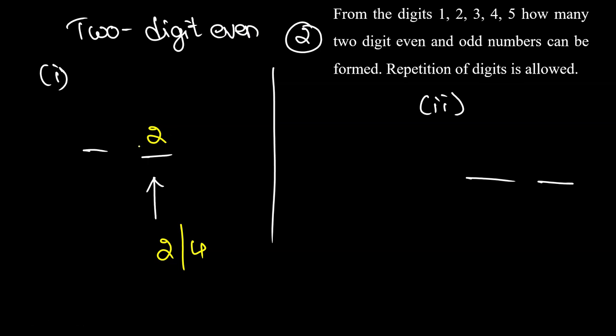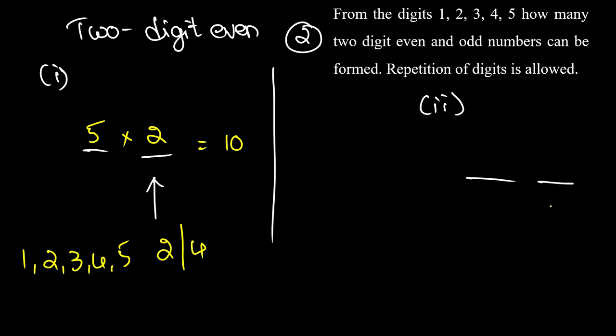Okay. Next, what are the total numbers? 1, 2, 3, 4, 5. As repetition is allowed, all 5 numbers are available here. Don't say 4 numbers now. Repetition allowed, so all numbers are available. 5 into 2 is 10. Now you cannot use the nPr formula. 5P2 is 5 into 4, 20. But we got here only 10.